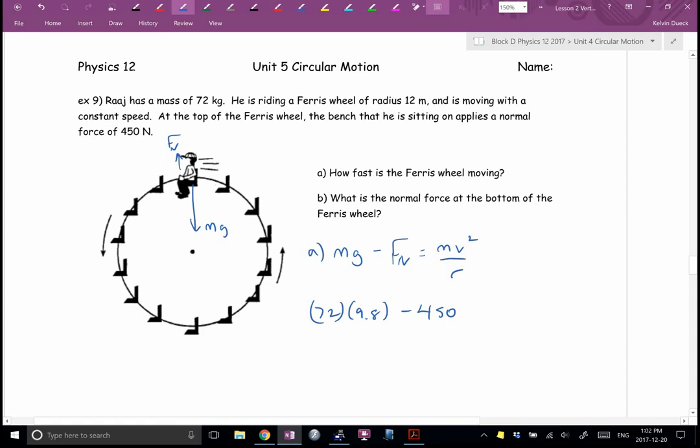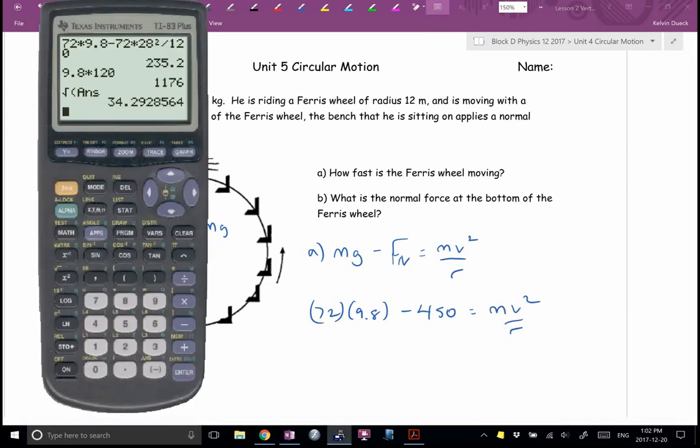Now, the other thing I could do is, instead of giving you the 450 in newtons, I could have said at the top, he feels like he has a mass of 53 kilograms, and I would expect you to do the crunching. Yes? That equals mv squared over r. 72 times 9.8 minus 450. That totally didn't work. 72 times 9.8 minus 450. Wow, this thing is typing terribly. Do you get 255.6?